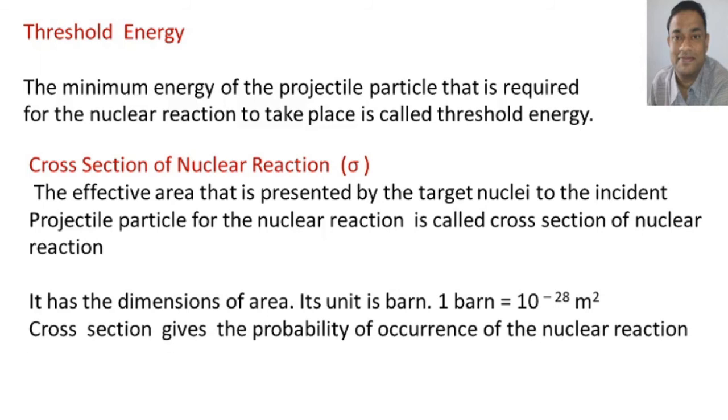So what is the significance of the cross section of a nuclear reaction? It gives the probability of occurrence of a nuclear reaction. Means a particular nuclear reaction will take place, and how much is the probability of that nuclear reaction? That is given by the value of the cross section of the nuclear reaction.